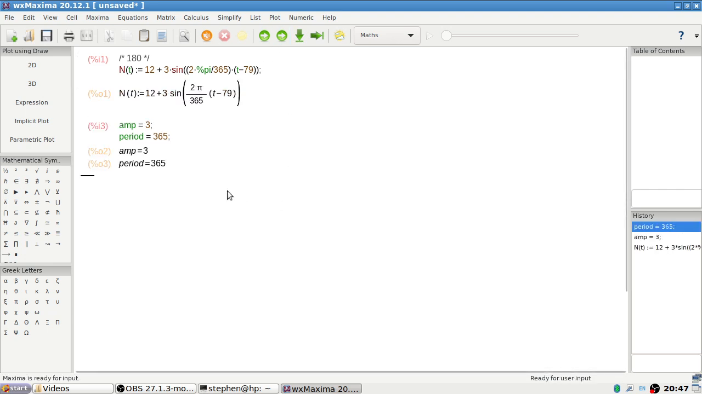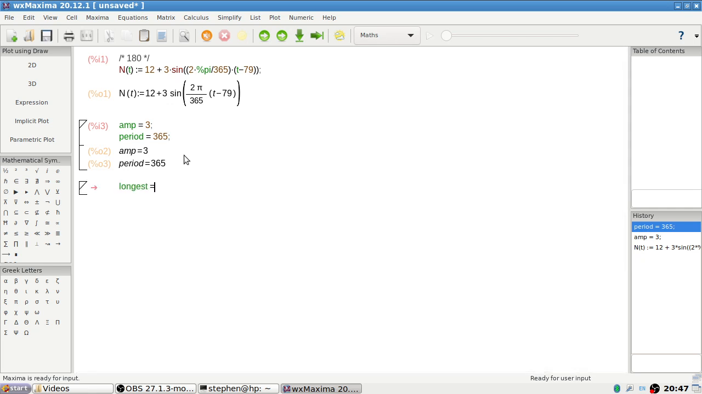Okay, and now next, determine the number of hours of daylight on the longest day. Oh, well, that's just 12 plus 3. I don't even need a calculator for that. That's 15. And now it's going to ask for the shortest. Yep. And the shortest will be 12 minus 3. That's 9 hours. Okay.